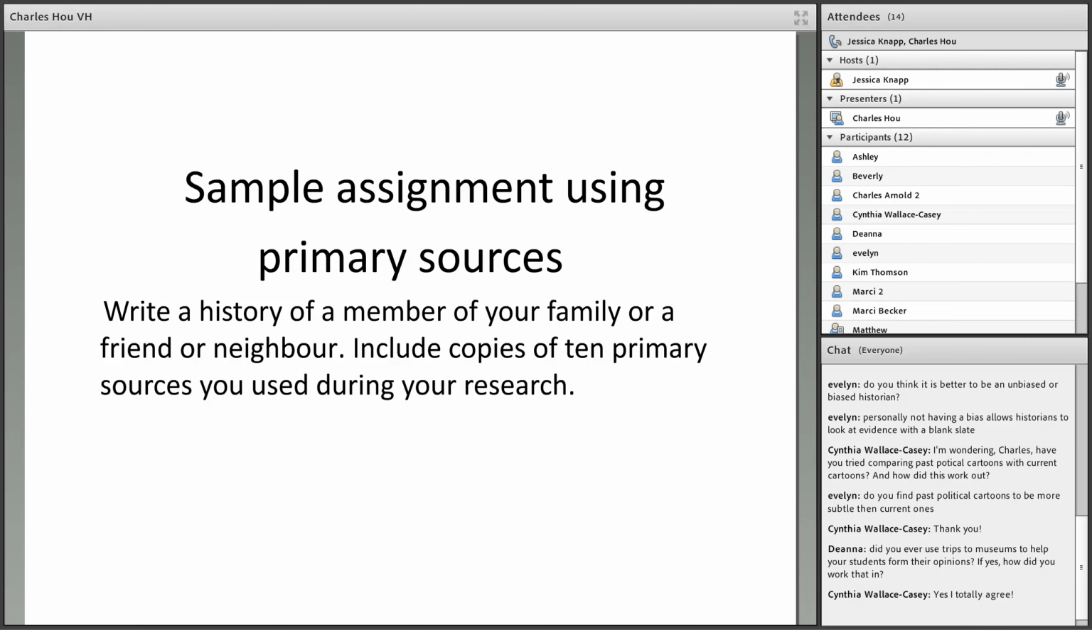We have one more question from Deanna, and then we're going to wrap up. She asks, did you ever use trips to museums to help your students form their opinions? If yes, how did you work in that? Early in my career, I took students to museums. But to be honest, in the latter half of my career, I didn't. I found museums could be a bit tame, and I found other ways, like, I don't know if you noticed in the slides, doing filming and hiking and things like that.